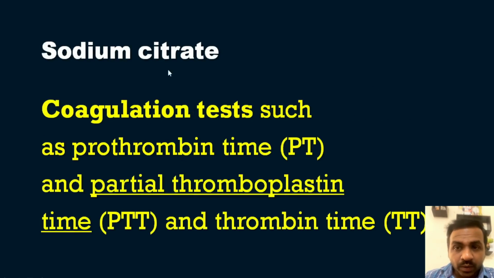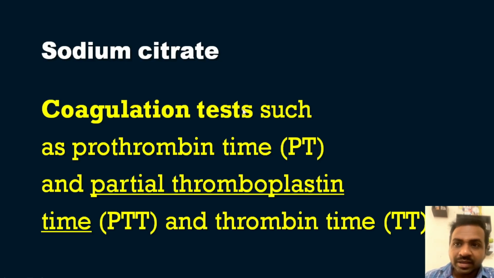Then next comes the sodium citrate. Sodium citrate is for coagulation tests, such as prothrombin time, partial thromboplastin time and thrombin time. So these coagulation studies use the sodium citrate chemical in the vacutainer. Actually, a light blue colored vacutainer will be there for the coagulation studies.